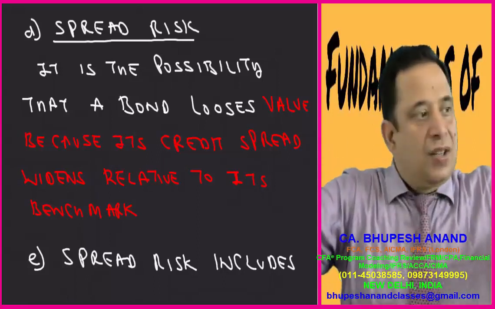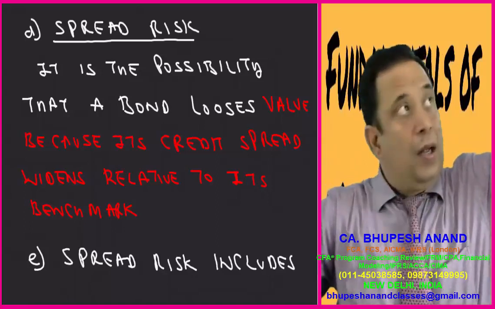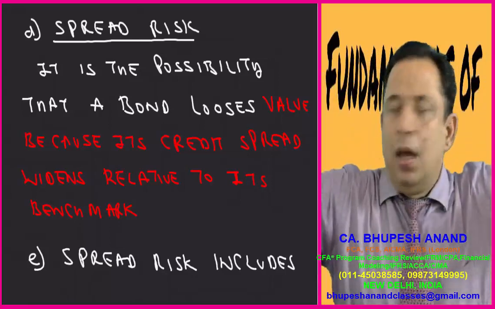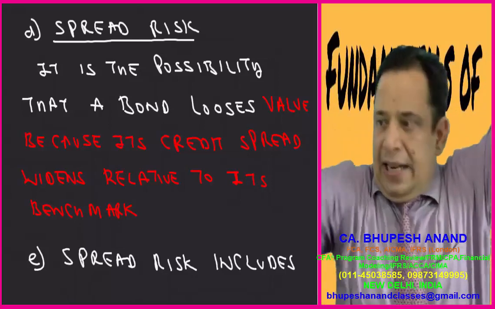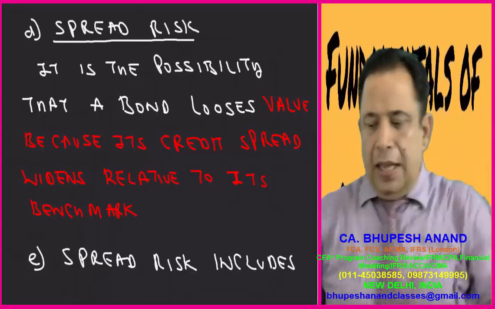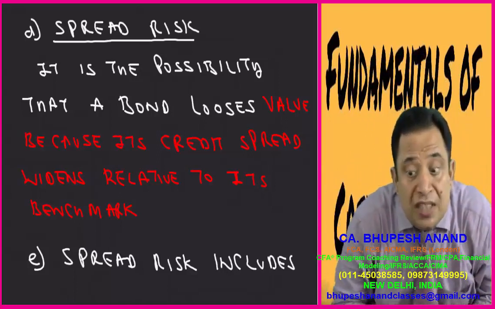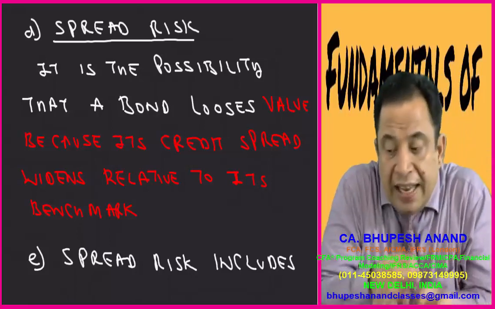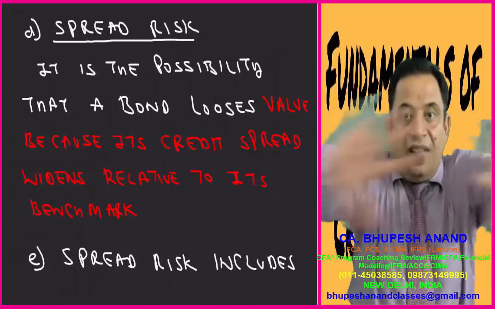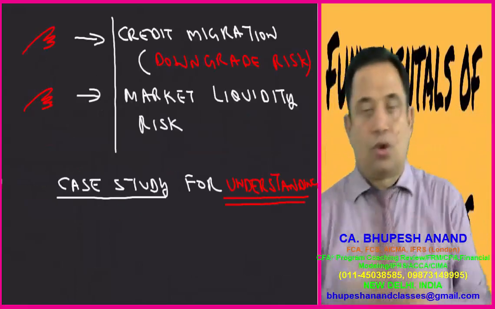Now, why does it widen? Why is this company giving more coupon rate as compared to the benchmark? It can be due to different reasons. But the point is, the more the distance, the more will be YTM and the less will be the bond price. So please write down point D, spread risk. It is a possibility that a bond loses value because its credit spread widens in relation to benchmark. So spread risk includes 2 points.